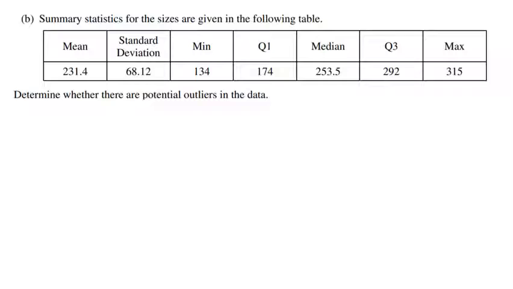All right, part B, summary statistics for the sizes are given in the following table. Determine whether there are potential outliers in the data. Now they're wonderful about asking questions that require you to know the formulas and be able to use the formulas rather than just putting the data into your calculator. So often if we were interested in figuring out whether we had an outlier, we would put the data set into our calculators, plot a modified box plot, and then the little dots would show up and indicate to us that we had outliers.